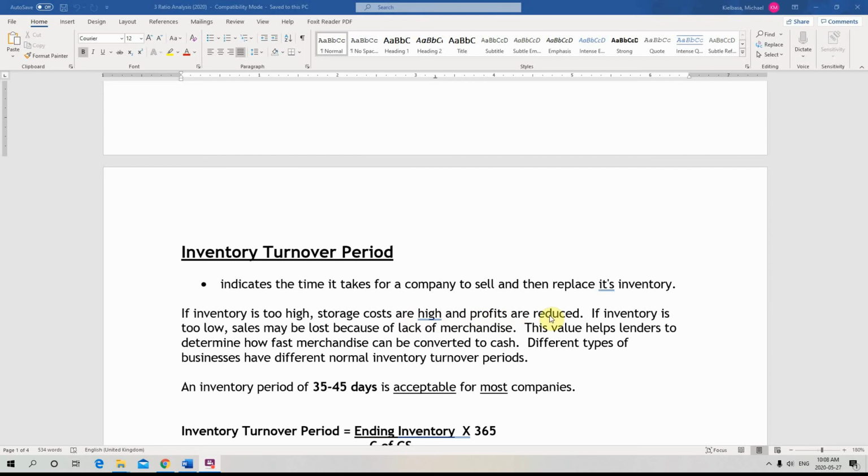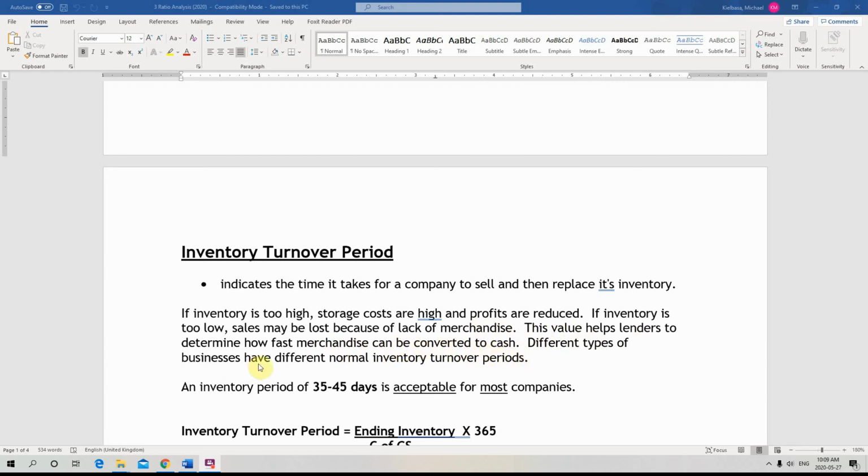So we don't want too much inventory, but we don't want too little inventory either, because if we have too little inventory, that could mean the loss of sales. If somebody comes into the store or the business and can't find what they're looking for, or it's not there, then we're going to lose that sale. Now, the inventory turnover period basically helps lenders to determine how fast merchandise can be converted into cash.